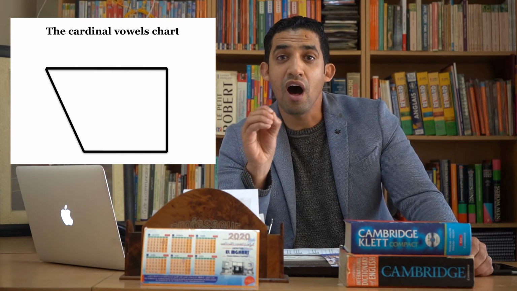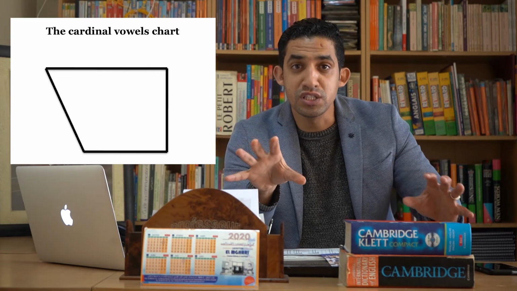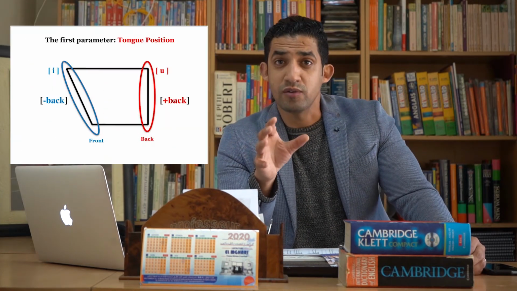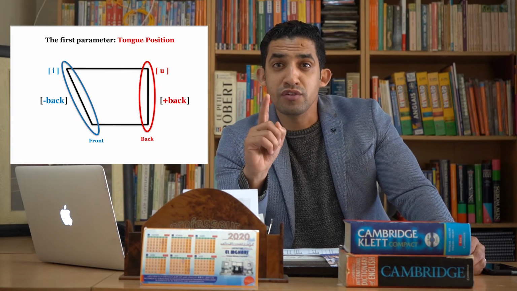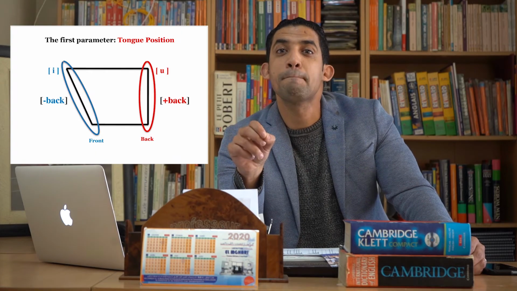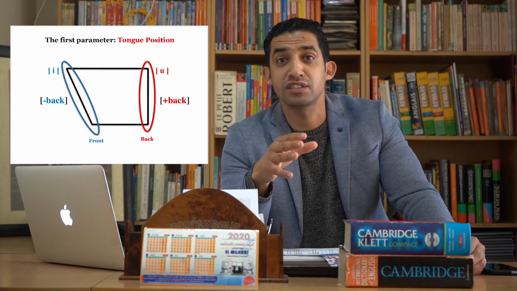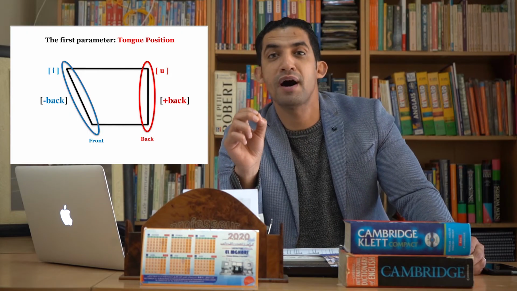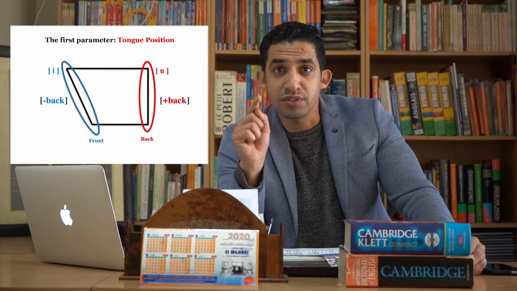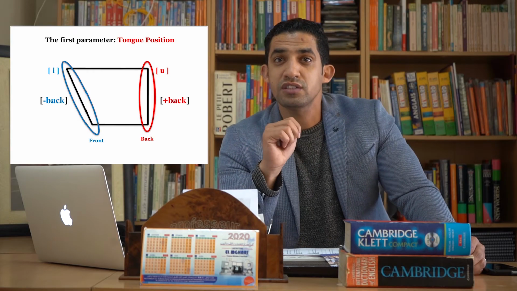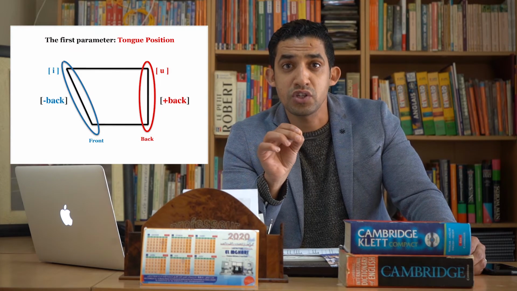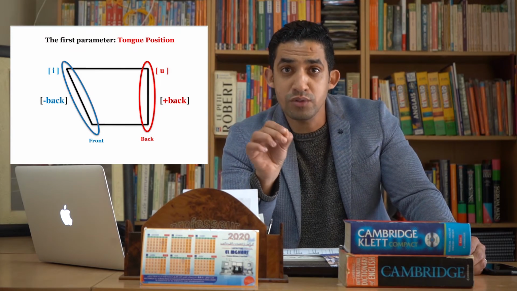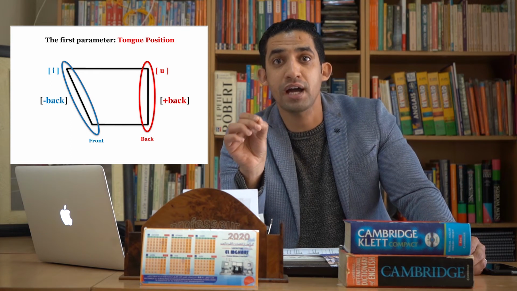So how are these vowel sounds distributed within the Cardinal Vowel Chart? Let's see. For example, vowels that are found somewhere in the right side of the Cardinal Chart are all considered front vowels. We give them the feature minus back because they are front, they are not back. But vowels found somewhere in the left side of the Cardinal Chart are all considered back vowels. Hence, we give them the feature plus back. So back vowels are actually referred to as plus back vowels.